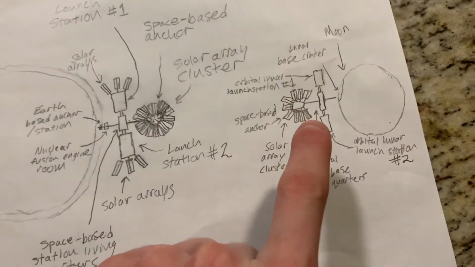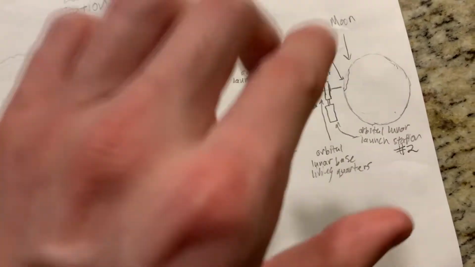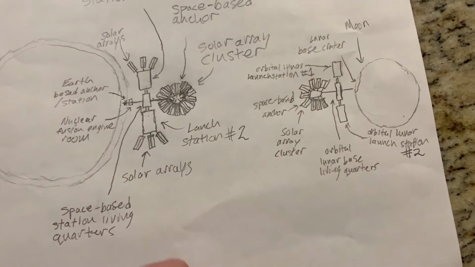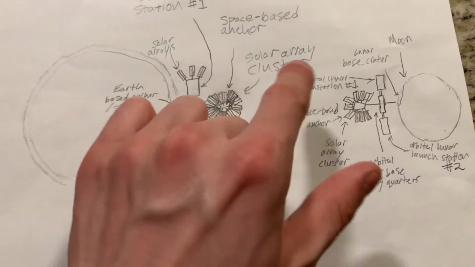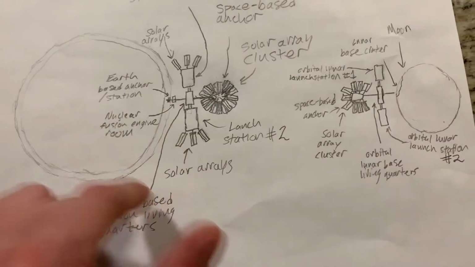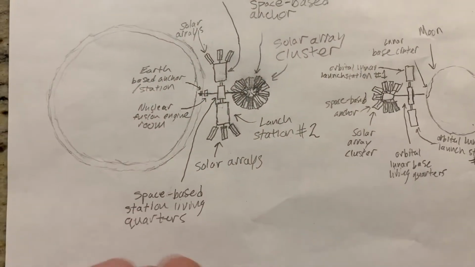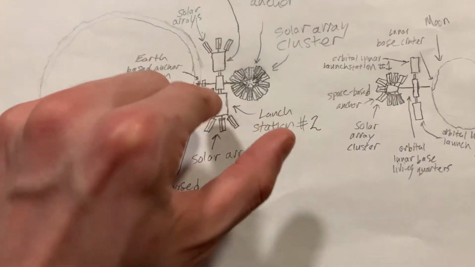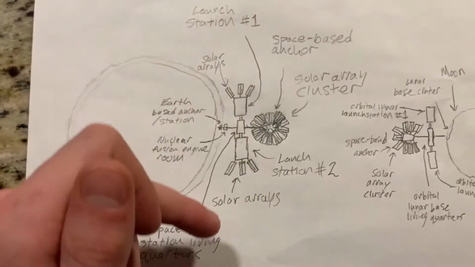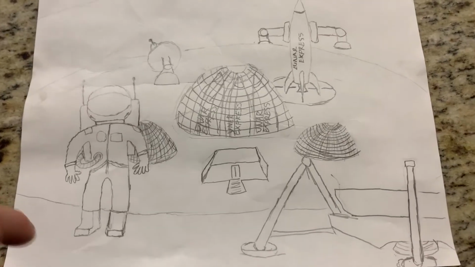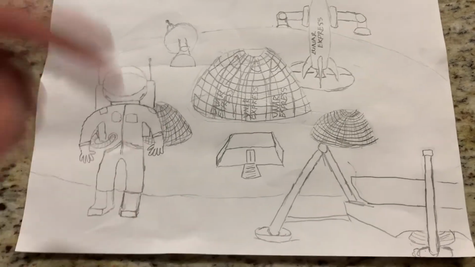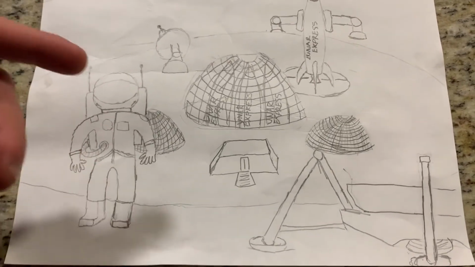And then over here we have a similar type deal, just with the moon instead. And we'll get to the lunar base in a second. Oh, and on the anchor we actually have a solar array cluster, and there's solar arrays on either side. Here we have the main living quarters station in the middle, and on the outer section here are launch stations 1 and 2.